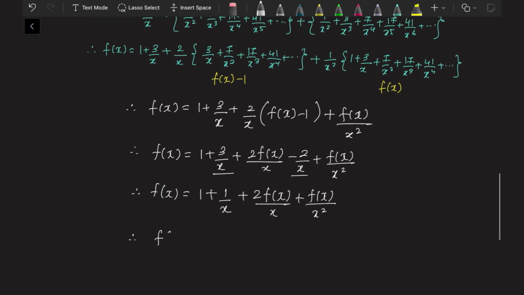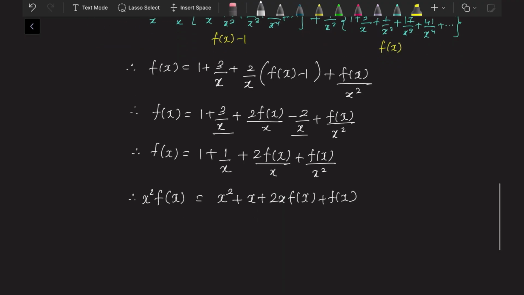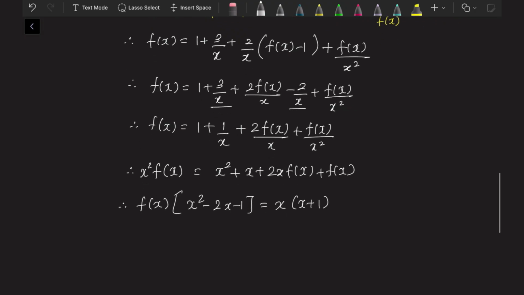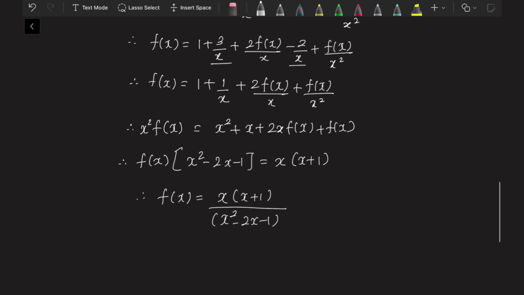Let us take the LCM of x square on the RHS and bring it to the LHS as a multiplication. Here we will have x square plus 2x f of x plus f of x. Bringing the f of x together and grouping it, f of x will be common. We'll have x square minus 2x minus 1, and this equals x common, then x plus 1. And finally, f of x is equal to x times x plus 1 divided by x square minus 2x minus 1.